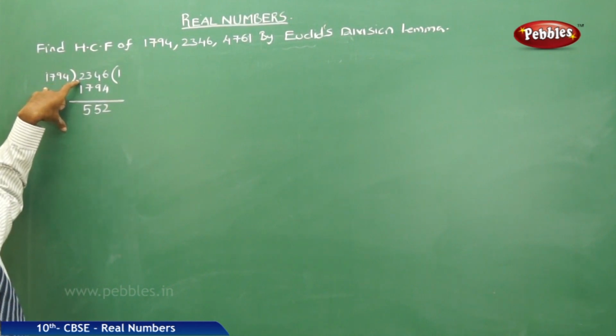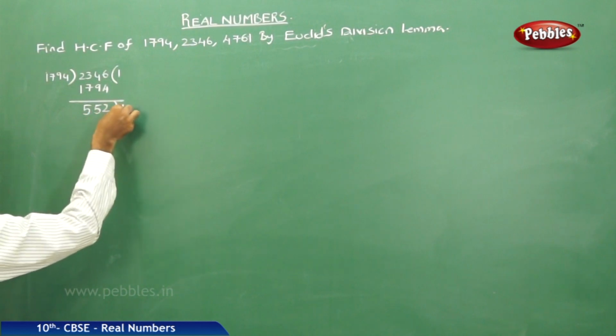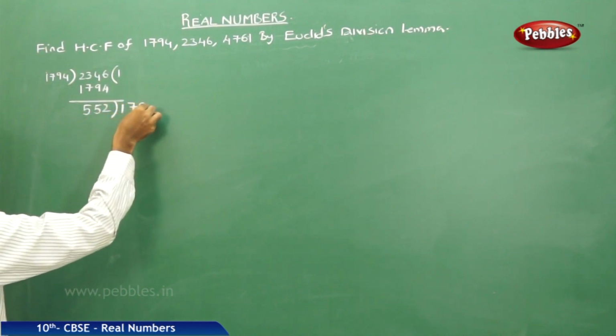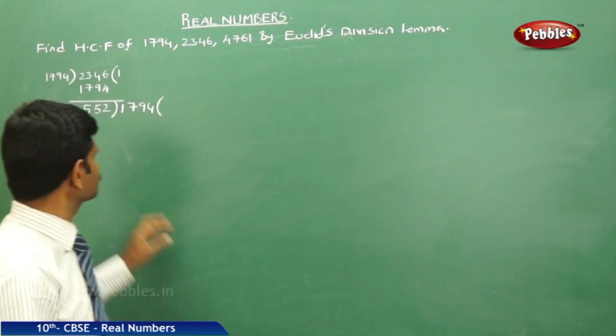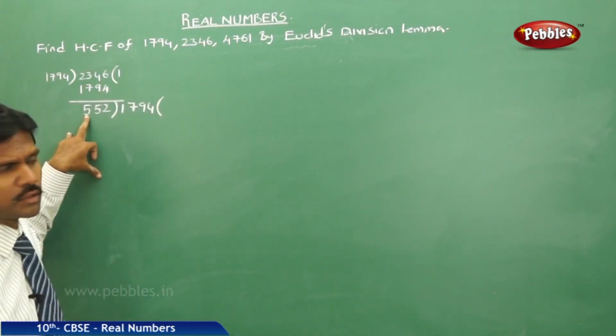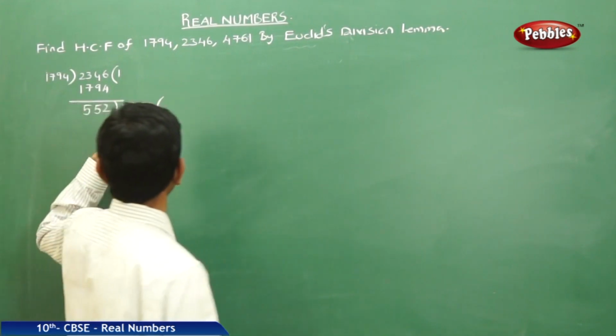Next, from here 1 borrowed, 1 left, 1 minus 1 is 0. 5 5 2, 1794. Go for the estimation method. It is around 500 something. This is 1700 something. Let us check with 3 times.